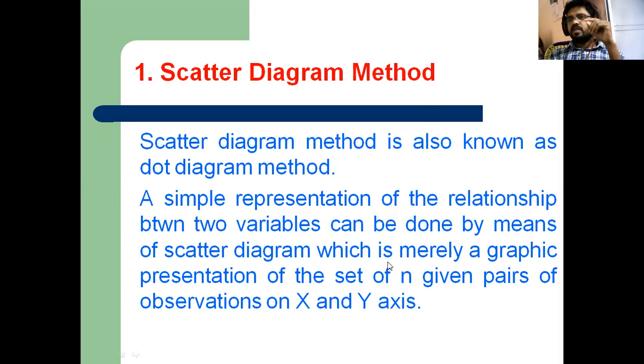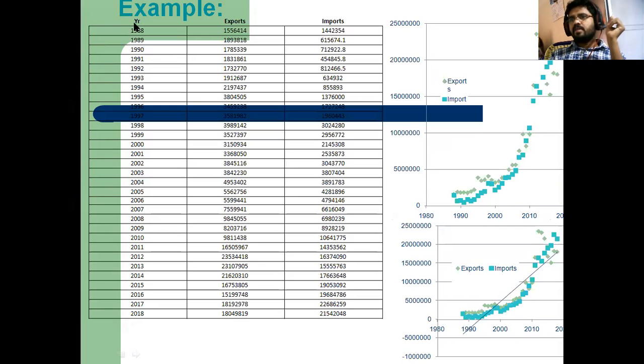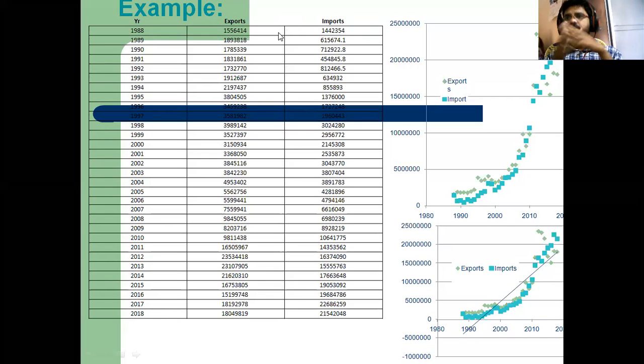I can show you that. For example, I have taken the exports and imports of a particular commodity, for the years 1988 to 2018. I want to see whether there is a relationship between exports and imports for that particular country. In order to know whether there is an existing relationship or not, I put the scatter diagram.